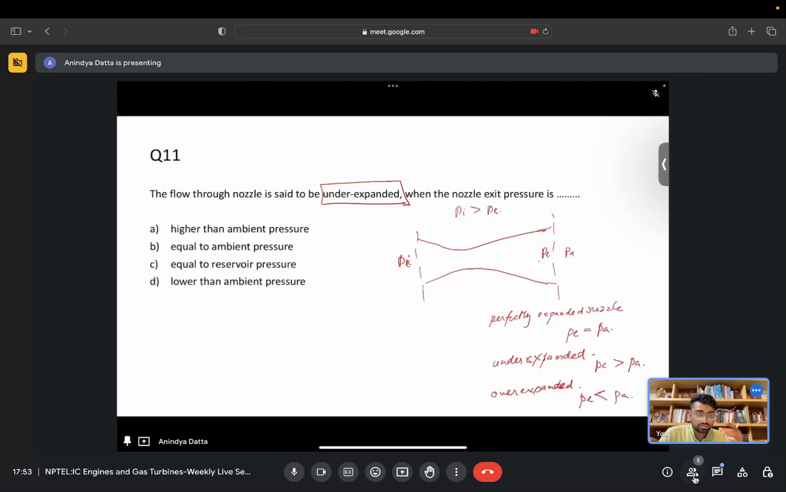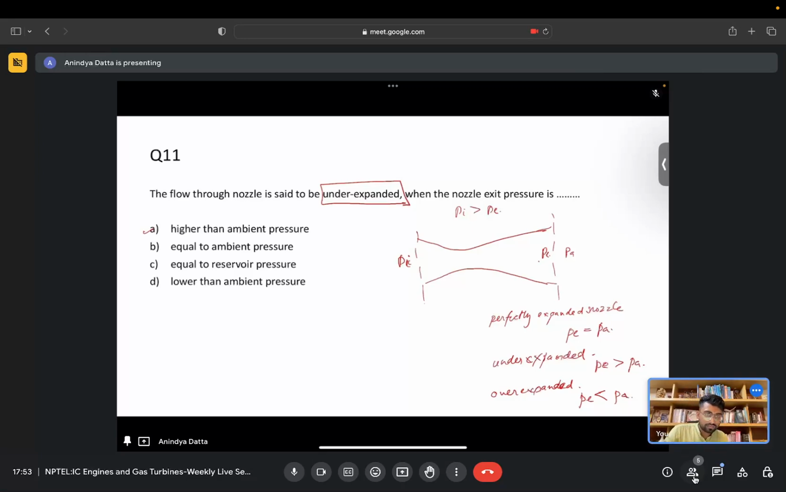Okay. To repeat once again, expansion in a nozzle means the static pressure is decreasing. In the perfectly expanded state, the nozzle exit pressure will be equal to the ambient pressure. In the under expanded state, the flow didn't expand fully, so PE is still higher than PA. And over expanded means it has undergone expansion more than the ideal case, so PE is less than PA. So under expanded is option A.